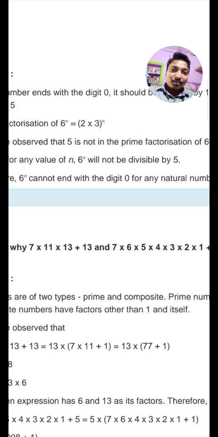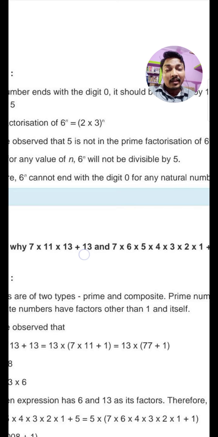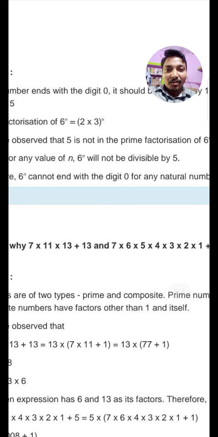Everyone clear? So 6 to the power n means you have to factorize, and within the factorization I am getting 2 to the power n into 3 to the power n. So many 2s I will get and many 3s I will get, as there is not a single 5. So for no value of n can I say that 6 to the power n will give a number whose unit digit is 0. This type of question will also come.